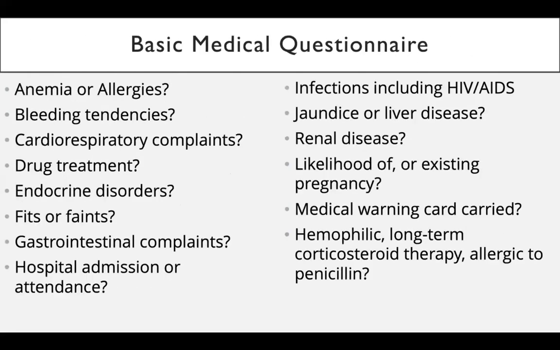Now we have a questionnaire to know about the past, which includes does he have anemia, allergies, bleeding tendencies, cardiorespiratory complaints, drug treatment, endocrine disorders, fits or faints previously, and then GI complaints, hospital admission, attendance, or any surgeries, HIV or AIDS. Very important to ask in comorbidities. Comorbidities are the diseases which are occurring at the same time the patient came with a new complaint or the existing complaint. These are to check for anemia and jaundice.